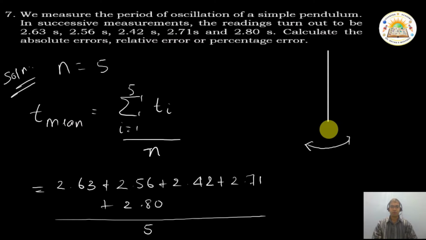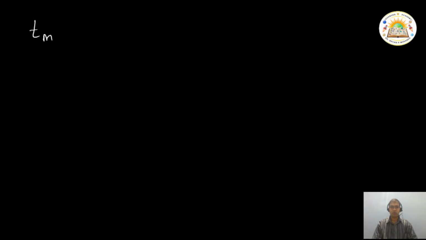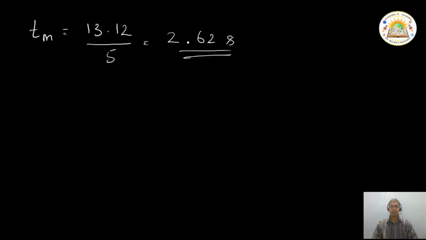Now the sum of all this, we end up getting it to be equal to 13.12 by 5, which I will get as 2.62 seconds. Now, in order to find the absolute error, we need to know what the errors are first of all. They have only given us the time. They have not given us plus minus delta t.